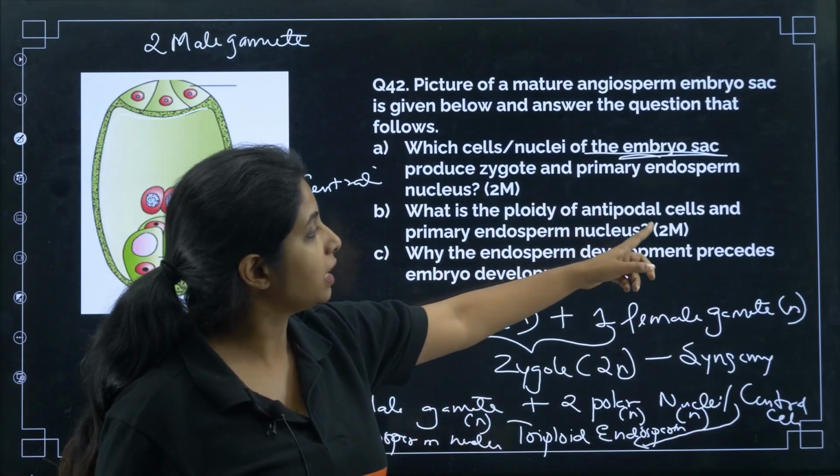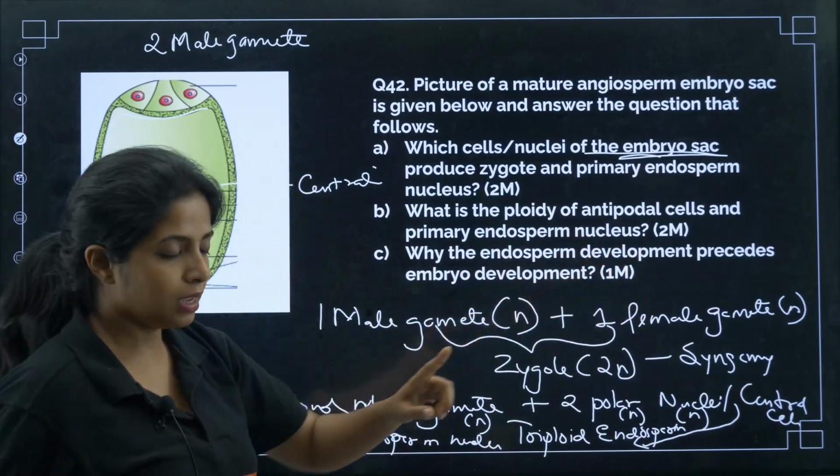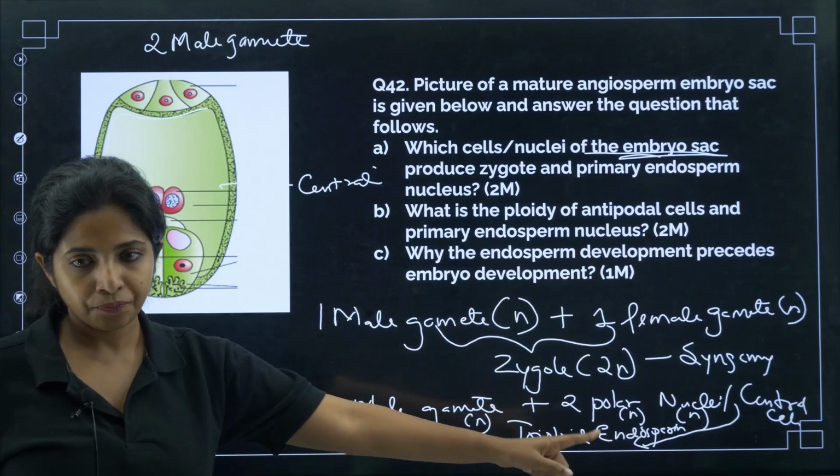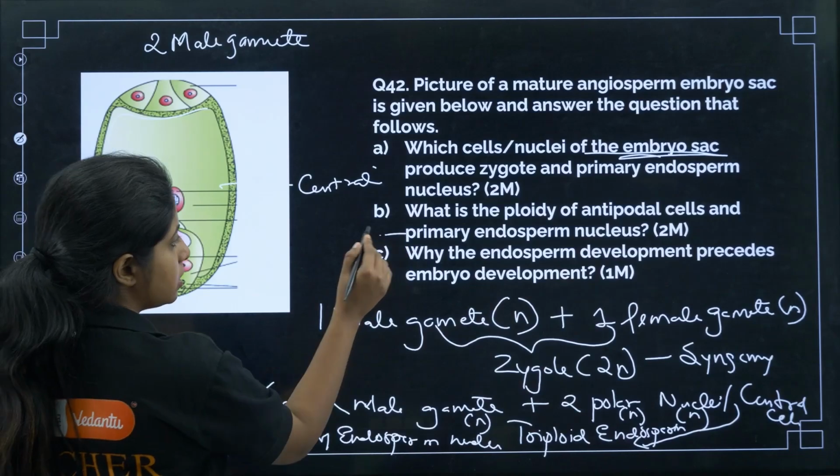Now, what is the ploidy of the antipodal cells and the primary endosperm nucleus? You saw the primary endosperm nucleus, my dear children, it is triploid, 3n. It is triploid in nature. So, this is triploid.